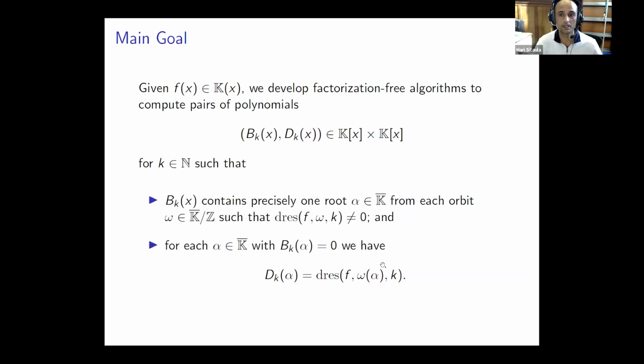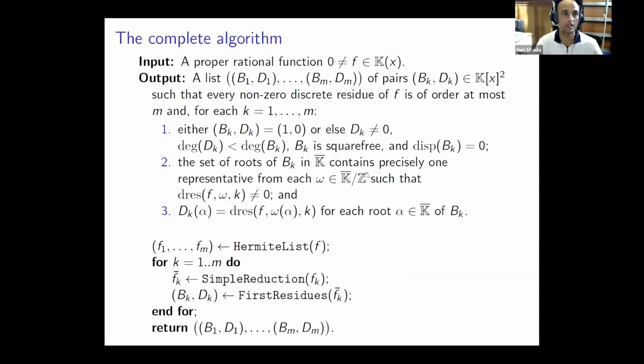So, I mean, there is a sequence of algorithms, and because of time constraints, I will not be able to go over each and every algorithm, but here is the tentative workflow of the algorithm. The input is the proper rational function, and the expected output is these ordered pairs of bk and dk, where the bk and dk satisfy the properties that I discussed in previous slides. So here is the sequence of implementation.